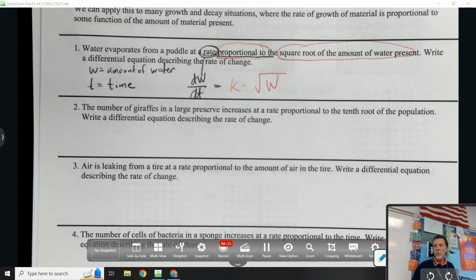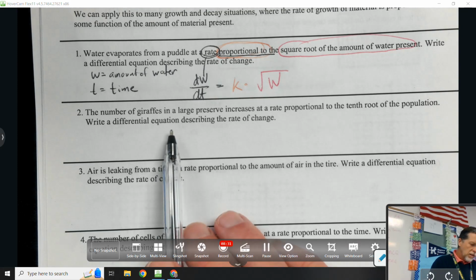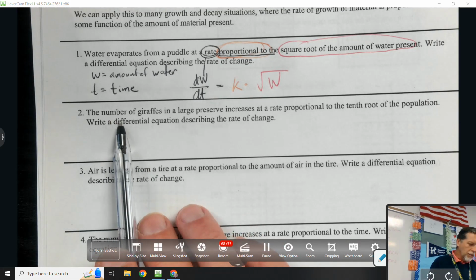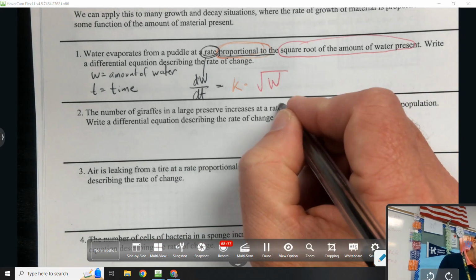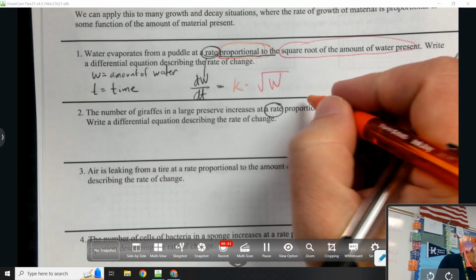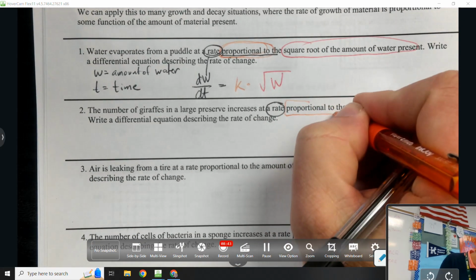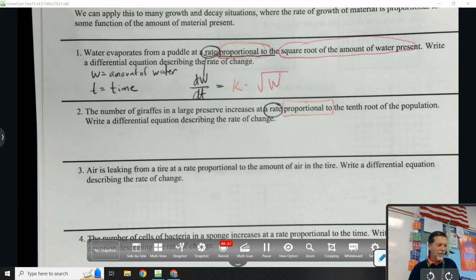We're not separating or integrating yet. We're just making sure we can write the equations. Number 2, the number of giraffes in a large preserve increases at a rate proportional to the 10th root of the population.